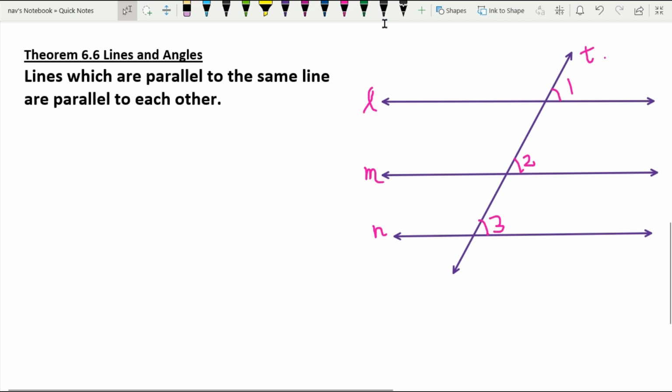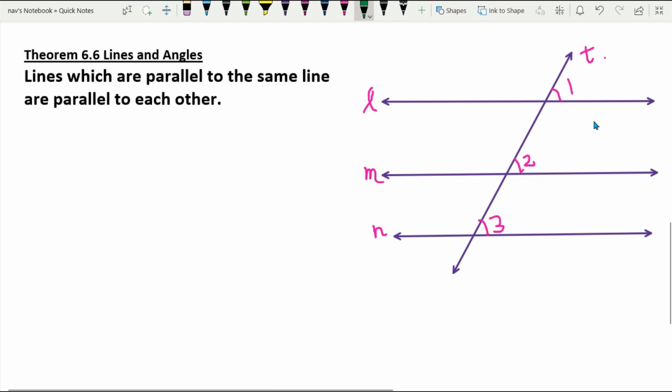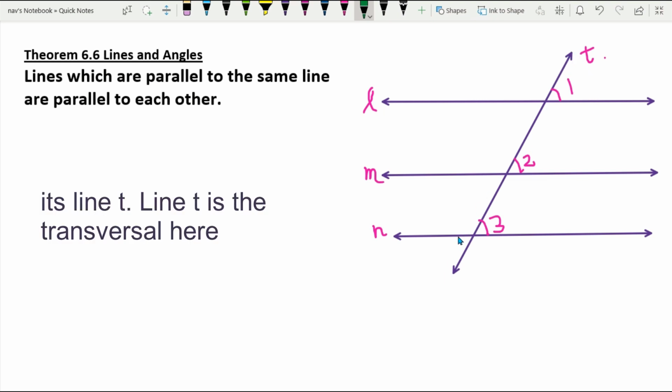Today we are going to learn theorem 6.6 of lines and angles. The theorem states that lines which are parallel to the same line are parallel to each other. Let us understand this by looking at this figure. Here line L is the transversal. It intersects three lines, line L, line M and line N.